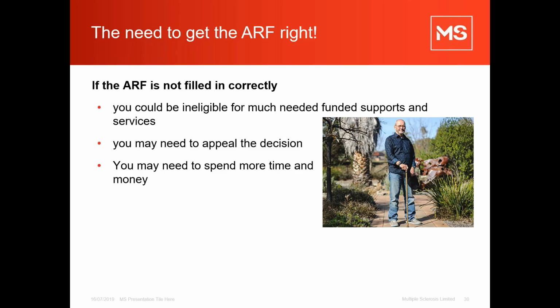So what happens if the access request form is not filled out with the right information in it? You could be deemed ineligible for funded supports and services that you are actually entitled to. You may need to appeal or get the decision reviewed, and that takes more time and more money, and it is stressful. And for a lot of people living with MS, that's the last thing they need. They sometimes don't have the time and the money, and they feel it's not worth the stress. So if we can get the access request form filled out really well, you're more likely to have a decision made by the NDIS that's well informed, given the information you've given them.